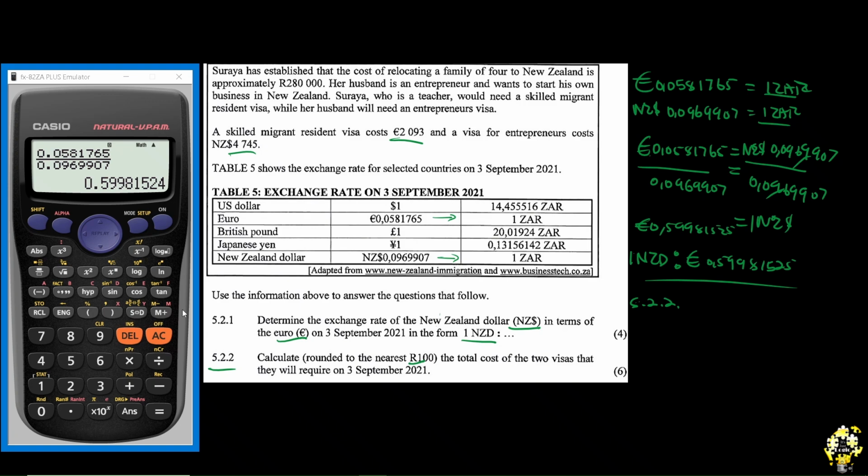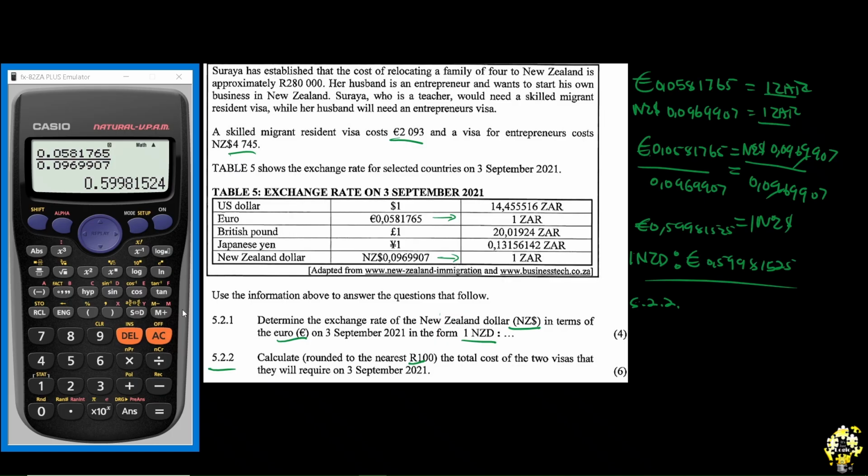The total cost of 2 visas that they will require. So we must make them 2 against the rand. But the problem that we have is that the one is in euros, the one is in New Zealand dollar. So what we are supposed to do is go step by step. Let's first convert the one that is in euros, and then we'll convert the one that is in New Zealand dollars, and then we are going to add them together.